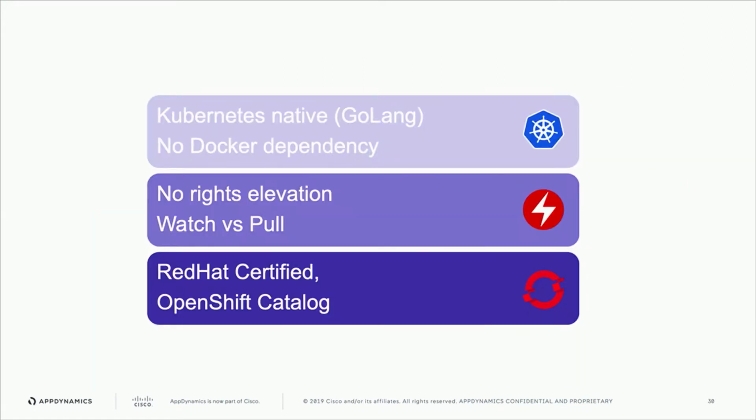So why would you use the AppDynamics cluster agent? Well, firstly, it's actually written in Golang, so it's the native Kubernetes language, which means there's no Docker dependency. Secondly, it doesn't require any root access, so using the AppDynamics operator, it's super simple and easy to get it out and deployed. And finally, don't just take our word for it. We're actually Red Hat certified and available on the OpenShift catalog.